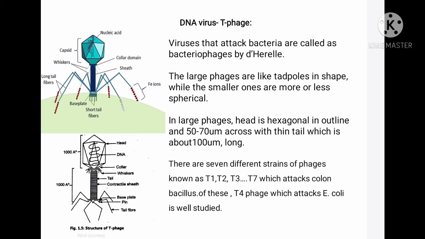First of all, we will see the DNA virus or T phage. The viruses that attack bacteria are called bacteriophages by D'Herelle. The large phages are tadpole-like in shape, while the smaller ones are more or less spherical. In large phages, the head is hexagonal in outline and 50 to 70 micron across with a thin tail which is about 100 micron long. There are 7 different strains of phages known as T1, T2, T3, and so on to T7, which attack the colon bacillus. Of these, the T4 phage which attacks E. coli is well studied.